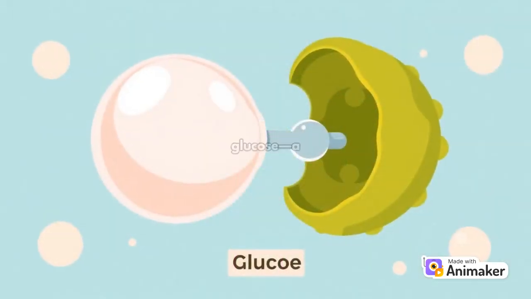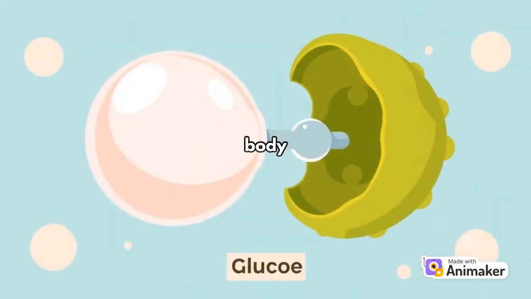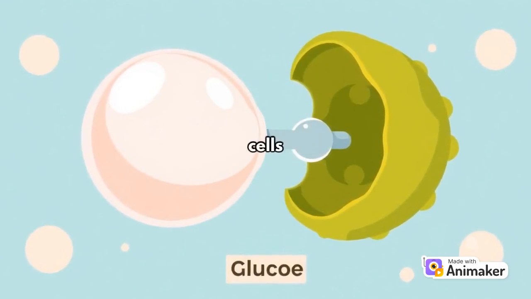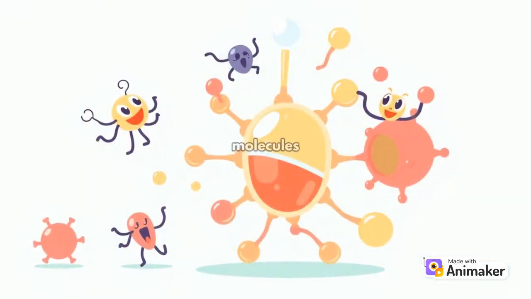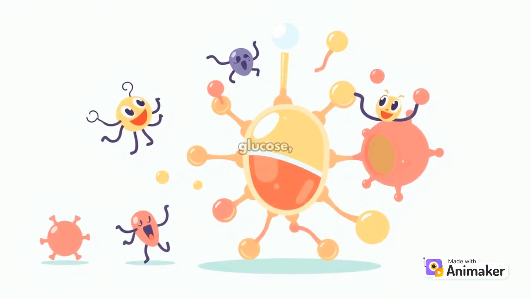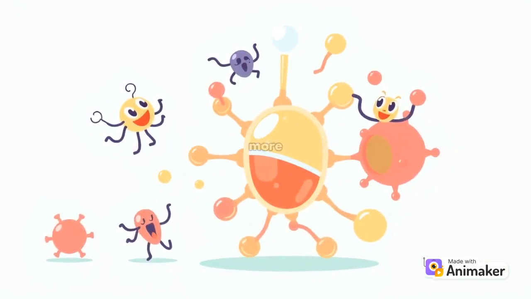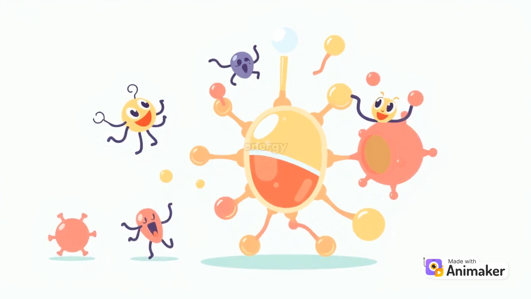Glycolysis kicks off with glucose, a 6-carbon sugar your body gets from food, rushing into your cells to fuel your energy needs. First, 2 ADP molecules jump in to activate glucose, transforming it into fructose-1,6-bisphosphate, a more reactive player in our energy game.